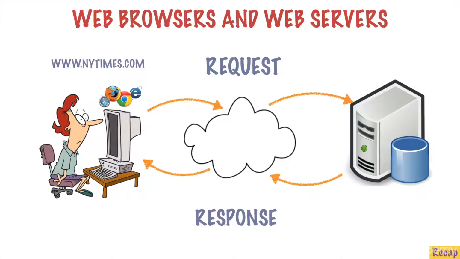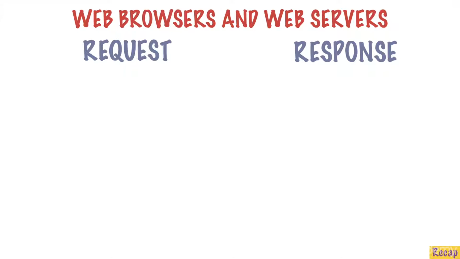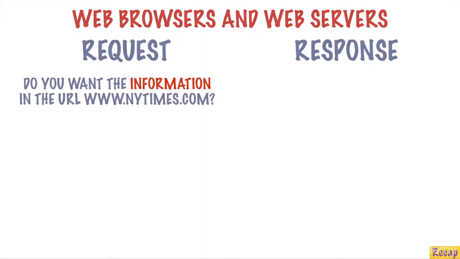Let's dig a little bit deeper into this request and response because they are very key elements in figuring out what it is that you're going to see on your browser. So what is the request that the browser makes? When you type in New York Times, basically you're asking the server, do you have the information that is connected with the URL www.newyorktimes.com? Is there a server somewhere which can give me this information? Because that's what I want to view.